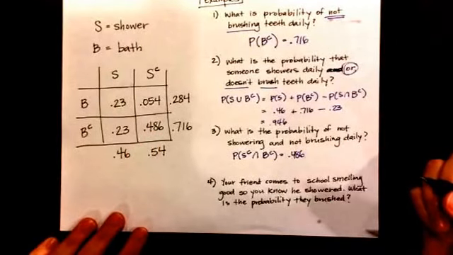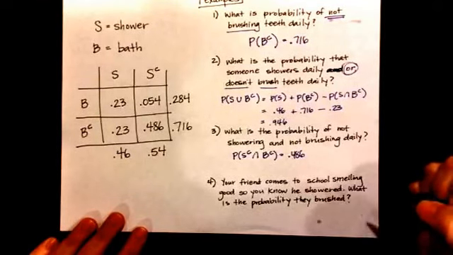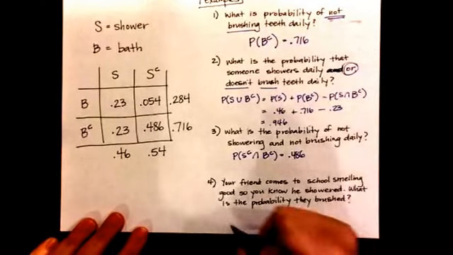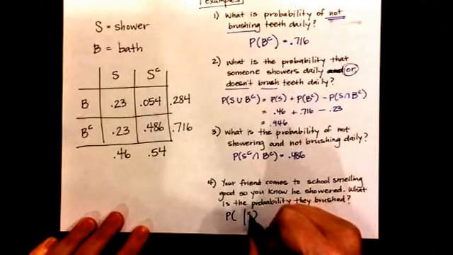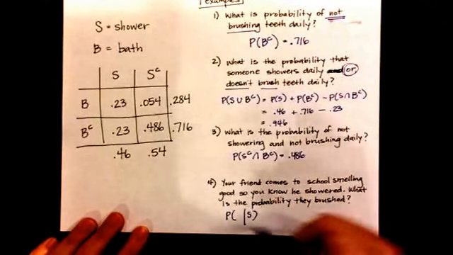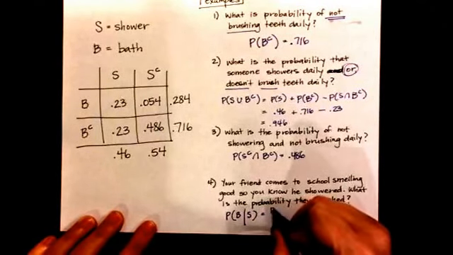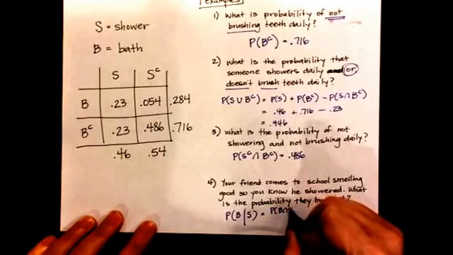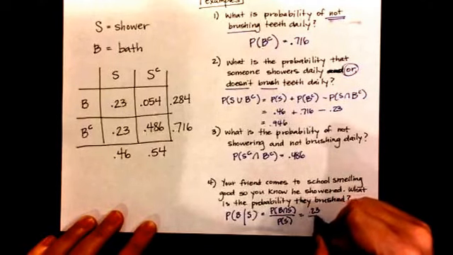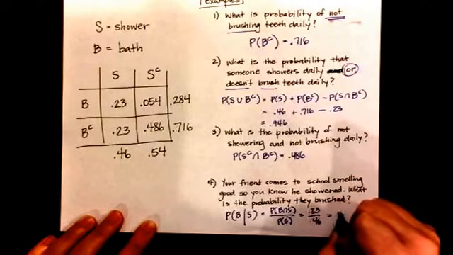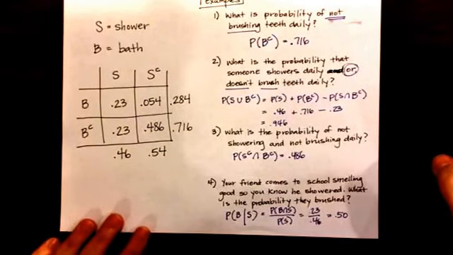Your friend comes to school smelling really good, so you know that that person showered. So you're positive he showered, and now you want to know, I wonder if they brushed their teeth. So we know that they showered. So what I'm going to do is write that down right here because I know that happened first. I know they took a shower. What I'm trying to solve is going to go here. So I'm going to try to solve, did they brush their teeth? Okay, so that's the probability of brushing and taking a shower over taking a shower. So that's 0.23 over 0.46. So there's a 50% chance your friend brushed their teeth. Hopefully they did, because that would not make a good day.